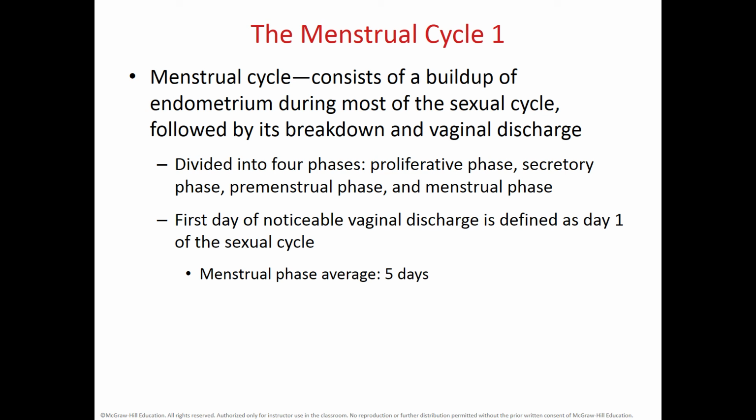It's divided into 4 phases: proliferative phase, in which the endometrium is proliferating or growing; secretory phase, in which the endometrium is releasing glycogen; premenstrual phase, before the menstrual phase; and the menstrual phase, in which you have the discharge of this endometrium through the vagina. Whenever the female has this blood coming from the vagina, that will be the first day of the sexual or menstrual cycle, which on average lasts, hopefully, 5 days.